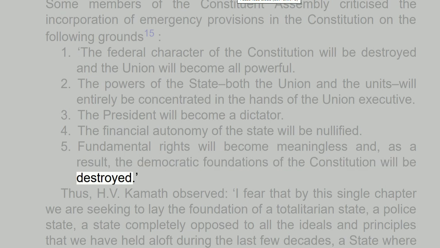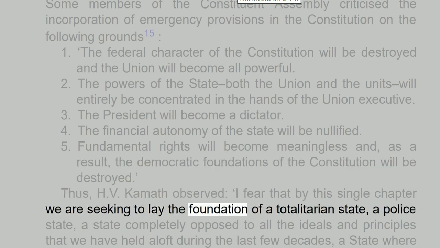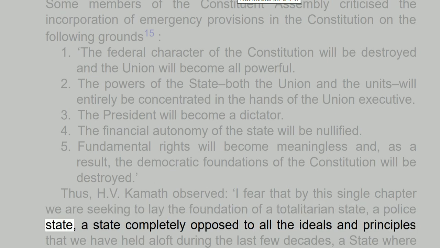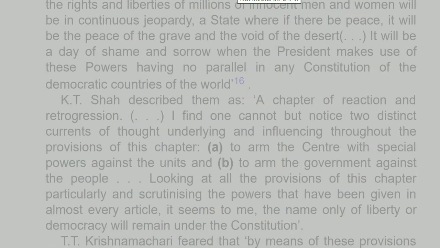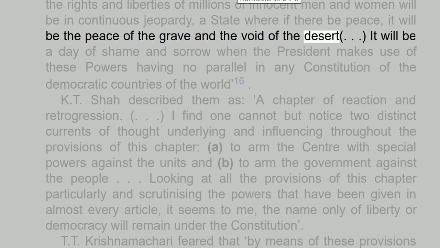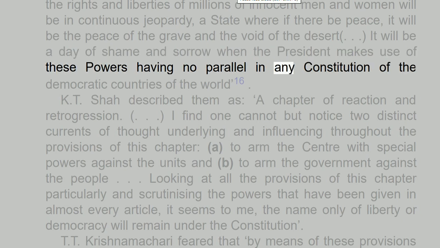Thus, H.V. Kamath observed, "I fear that by this single chapter we are seeking to lay the foundation of a totalitarian state, a police state, a state completely opposed to all the ideals and principles that we have held aloft during the last few decades, a state where the rights and liberties of millions of innocent men and women will be in continuous jeopardy, a state where if there be peace, it will be the peace of the grave and the void of the desert. It will be a day of shame and sorrow when the President makes use of these powers having no parallel in any constitution of the democratic countries of the world."